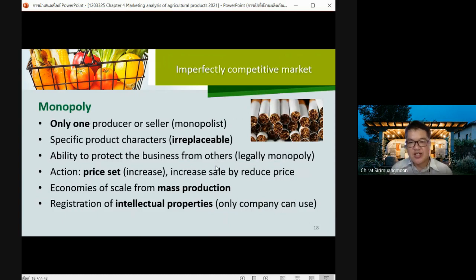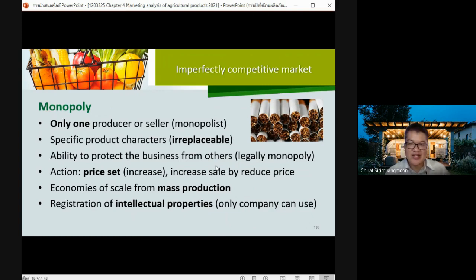Now, the second main type, and the first sub-type of the imperfectly competitive market. So monopoly, mono means one. So monopoly is only one producer or seller in the market. So what does this mean?